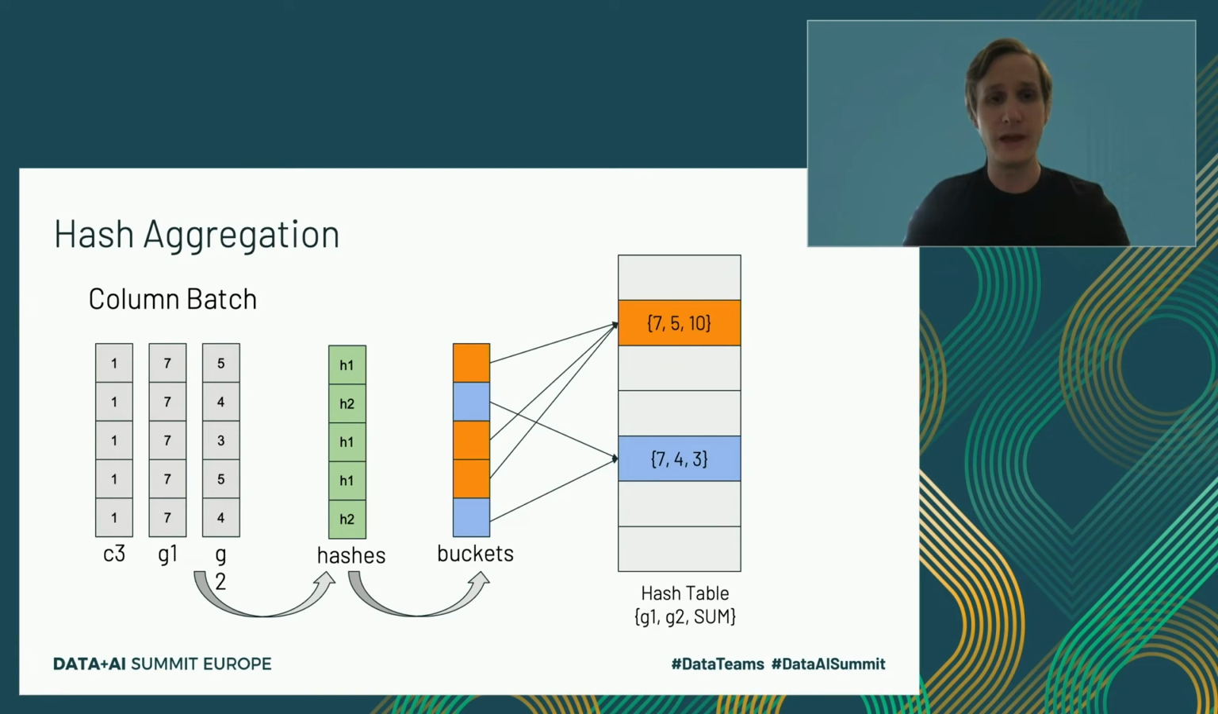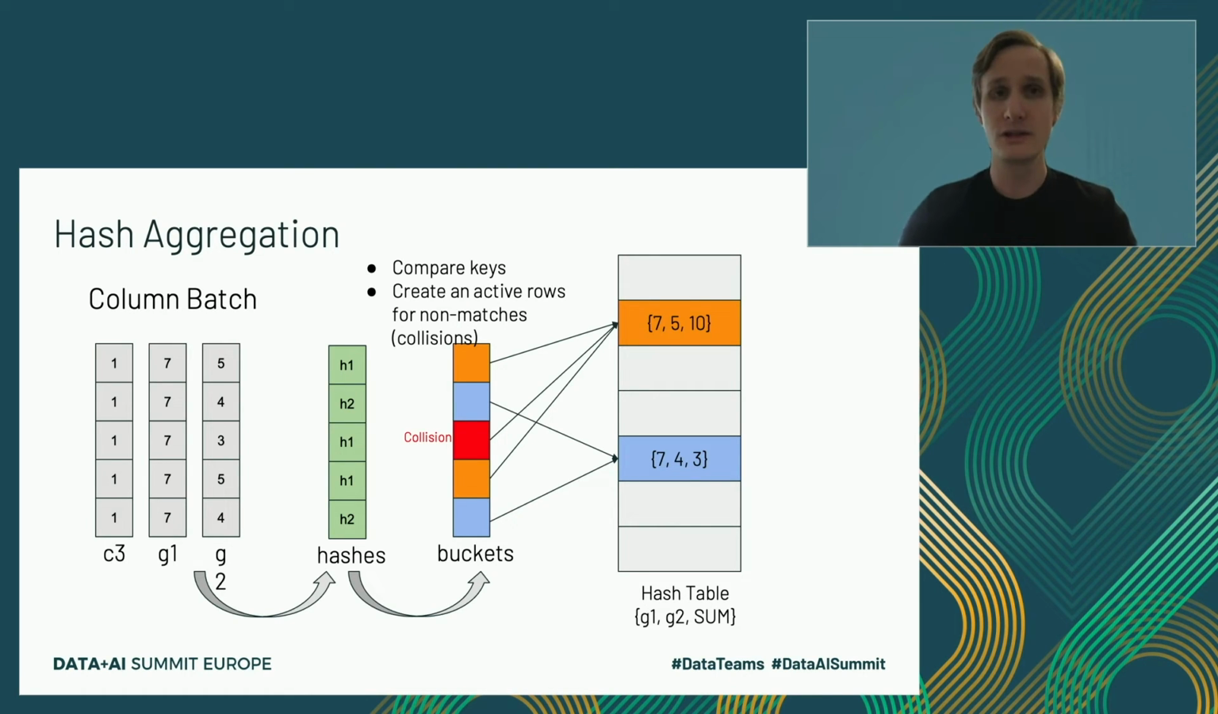So after we've computed the hashes, we will do the modulo against the size of the hash table to compute the buckets. So this is another vector that contains pointers to the corresponding buckets that we think might be a match based on the hash. The next step is to deal with collisions, meaning that now that we've identified candidate buckets, we need to compare the input keys with the actual contents of the buckets to identify collisions. And this, again, will be done in a column-by-column way.